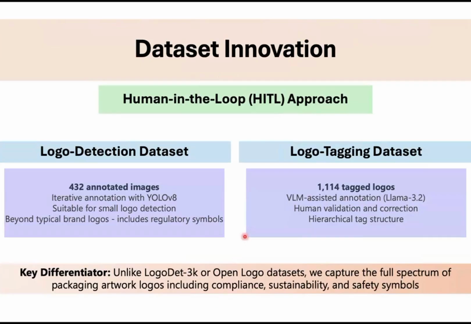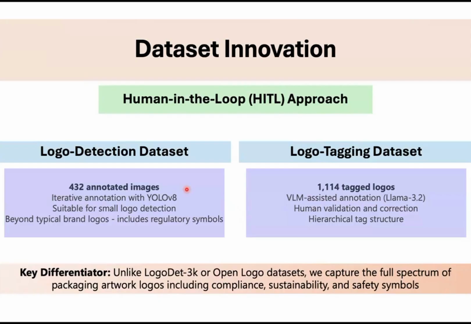For this particular step, since it's a two-step approach, we have 2 different data sets to train 2 different models. For the logo detection, we have the logo detection data set comprising 432 annotated images. And for the tagging, we have 1,114 tagged logos. Now it is an iterative annotation for both the YOLO and the tagging data set.